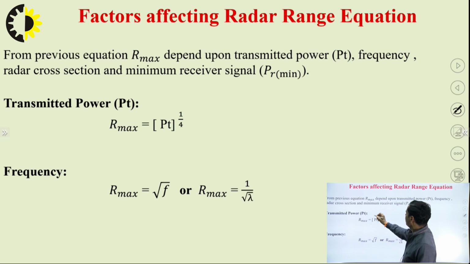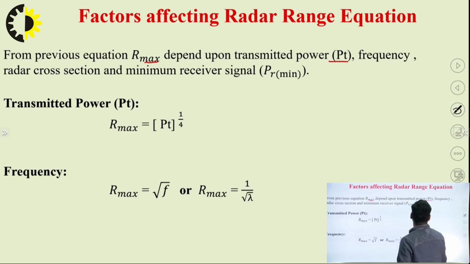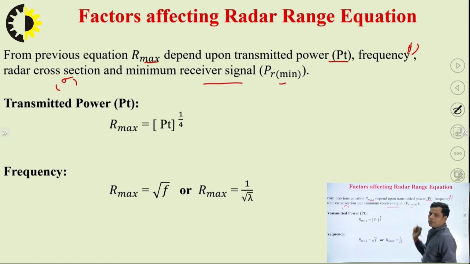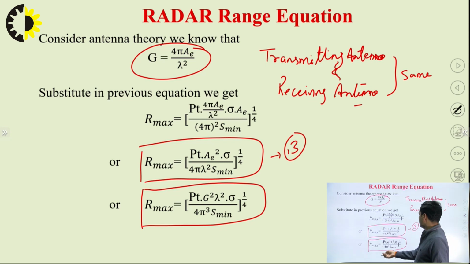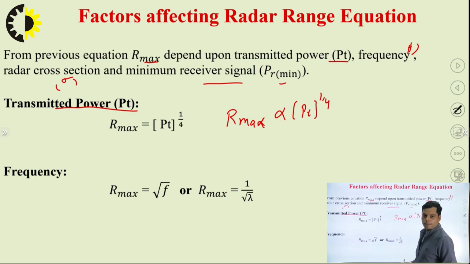Now from the previous equation, R max will depend upon the transmitted power Pt, frequency f, radar cross section sigma, and the minimum received signal PR min, let's say. So one by one we will discuss. Let's say first we are discussing the transmitted power Pt. From the previous equation, we were finding that R max is proportional to Pt raised to power 1 by 4.